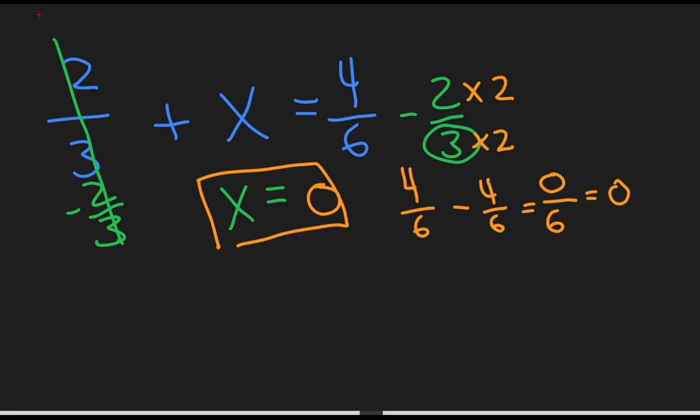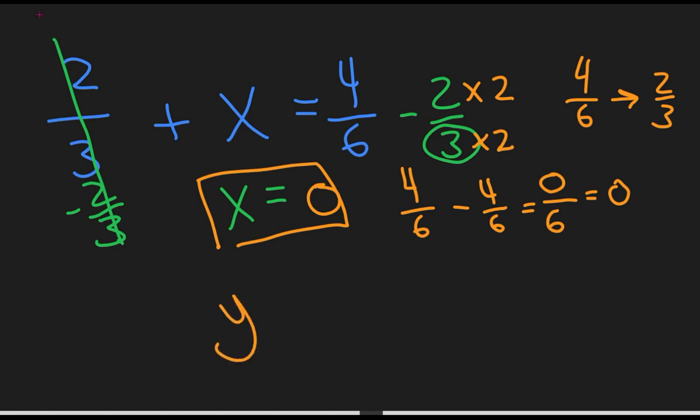I'm feeling weird about this. I'm going to go ahead and check it out. Plug in 0. Is 2/3 plus 0 equal to 4/6? Well, it doesn't feel like it, but when you realize that 4/6, if I were to go over here and reduce 4/6, it is 2/3. Okay, it was just in disguise. Whew, fractions can be tricky.